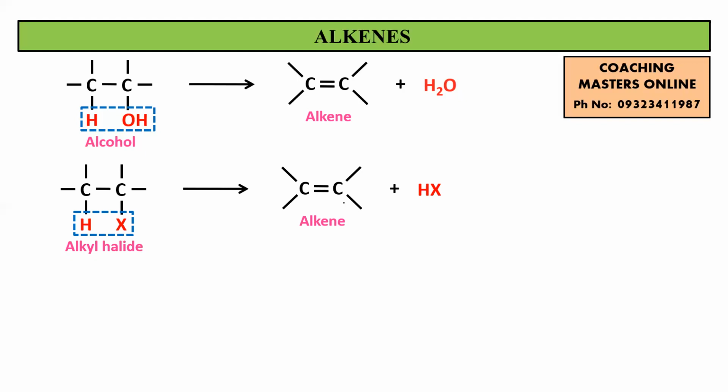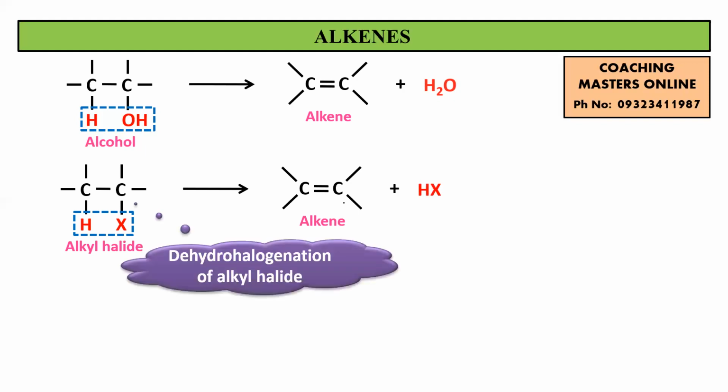In this reaction, what did you do? You have removed hydrogen as well as the halogen. Therefore this reaction will be referred to as dehydrohalogenation. Why dehydrohalogenation? Because you have removed the hydrogen as well as the halogen. So the reaction is called dehydrohalogenation of alkyl halides. This is the second type of elimination reaction.